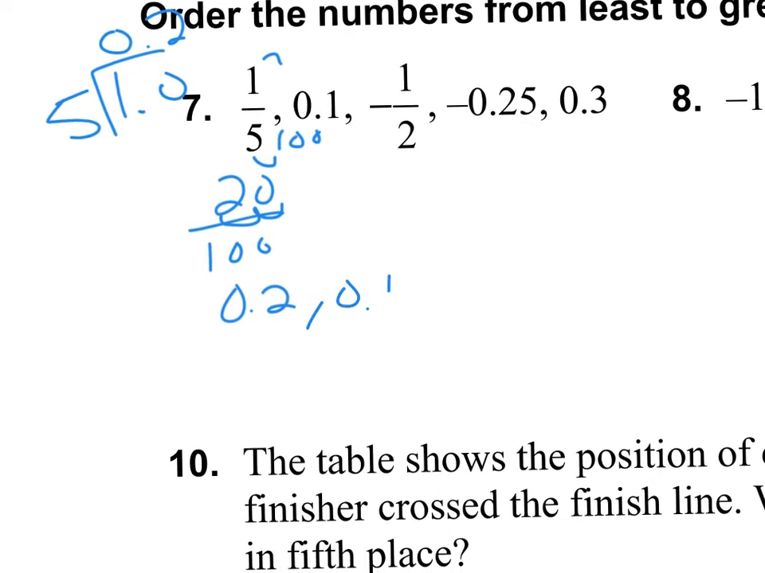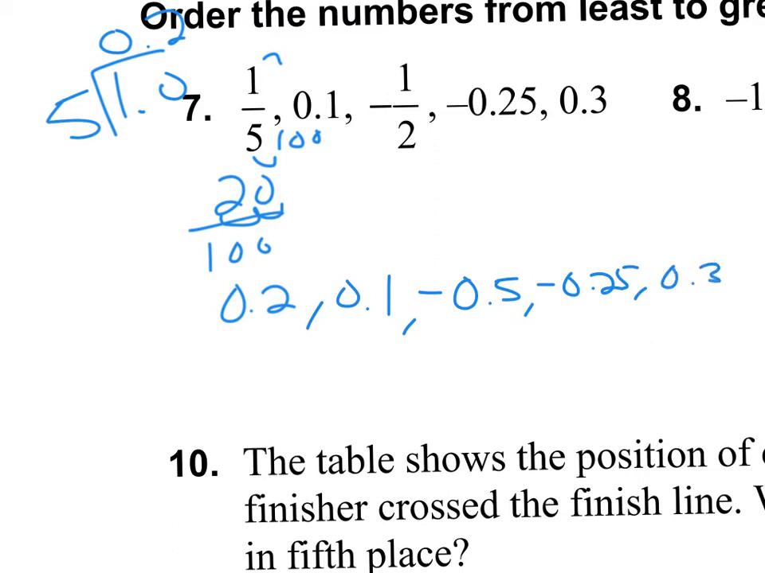Then I have 0.1, which is already a decimal. 1/2, you should know that off the top of your head. But if you don't, you can go ahead and divide 1 by 2. 1/2 is 0.5. And then negative 0.25 and 0.3. Okay, this is a little more difficult.